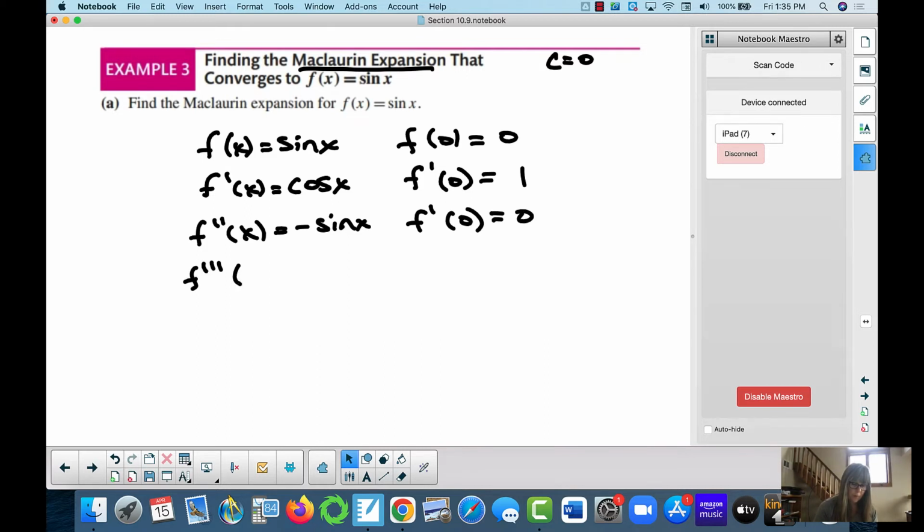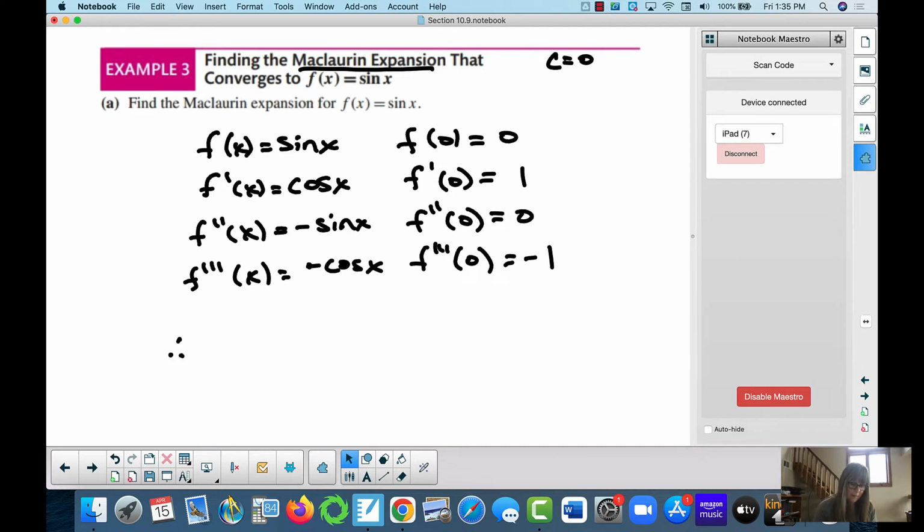And then for the third derivative, we get negative cosine, and that evaluated at 0 is negative 1. And then we know that repeats, right? The next derivative goes back to sine. And so we have the same repeating pattern that goes on after every 4.